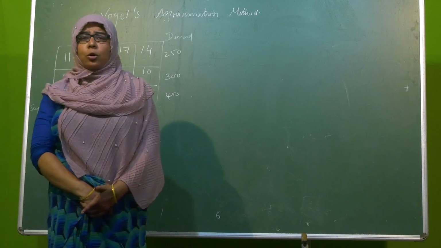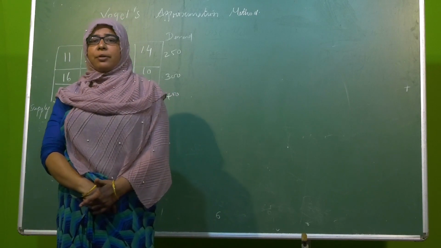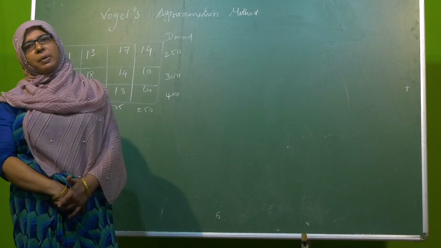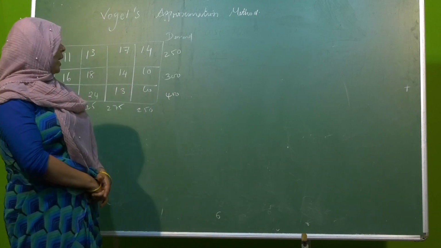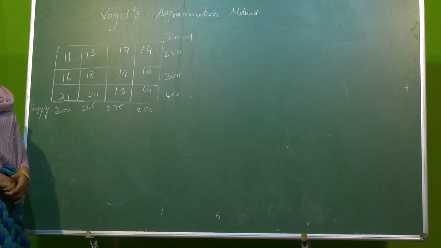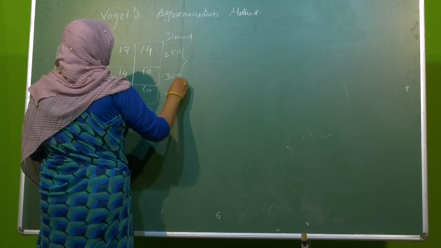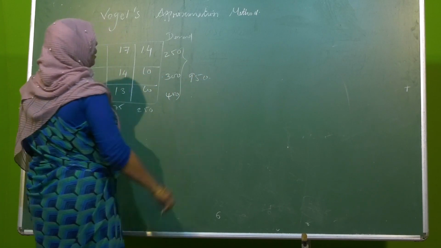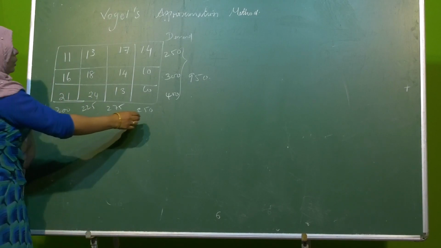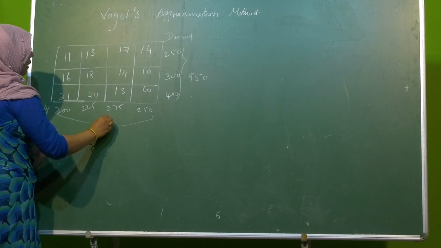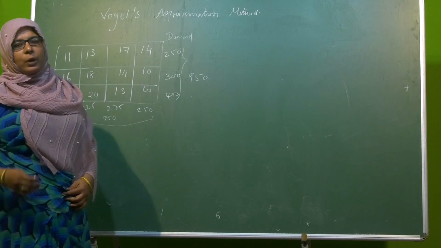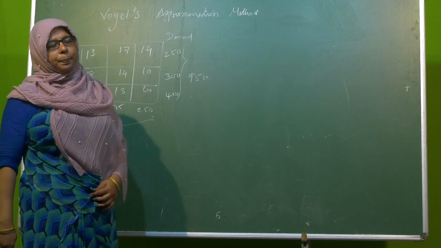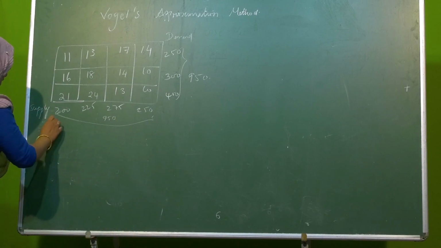What I told you in the previous video: first of all, you have to check whether the problem is balanced or unbalanced. So, you have to check the demand and supply. Demand is 950 and the supply is also 950. So, the problem is balanced. Now we proceed to the next step. Step 1.